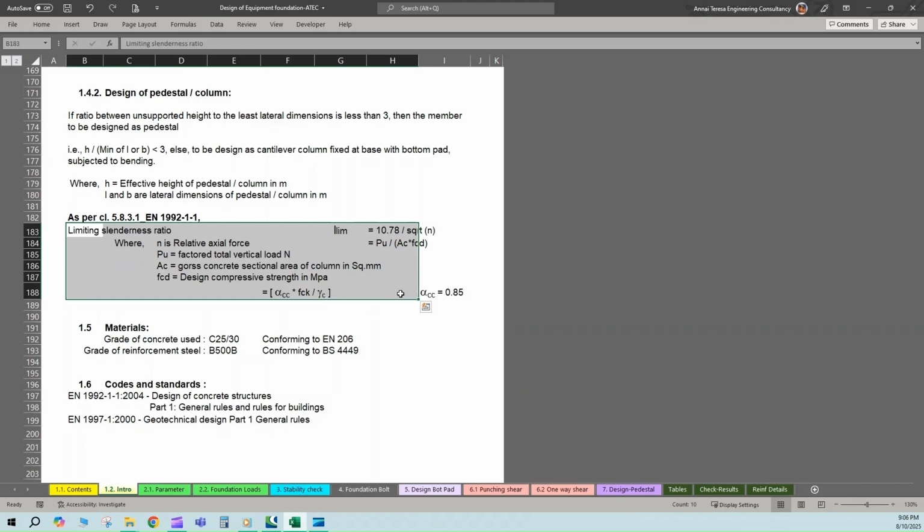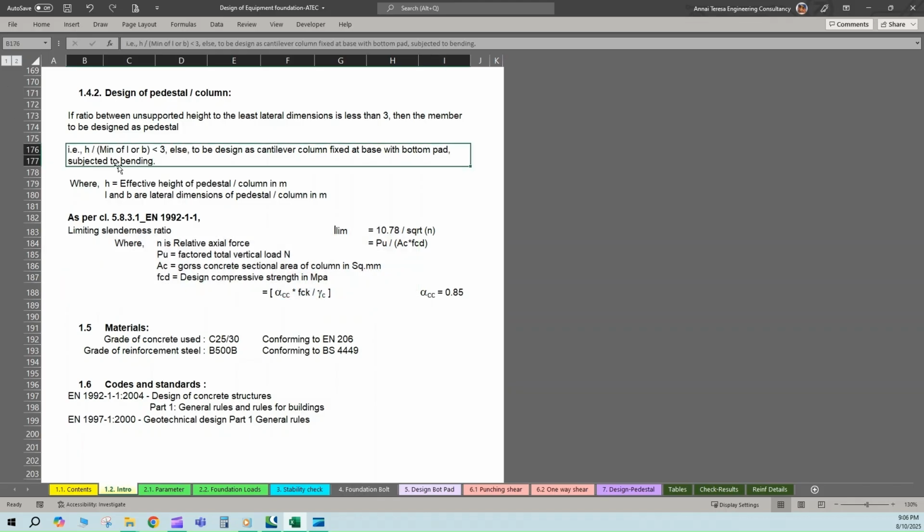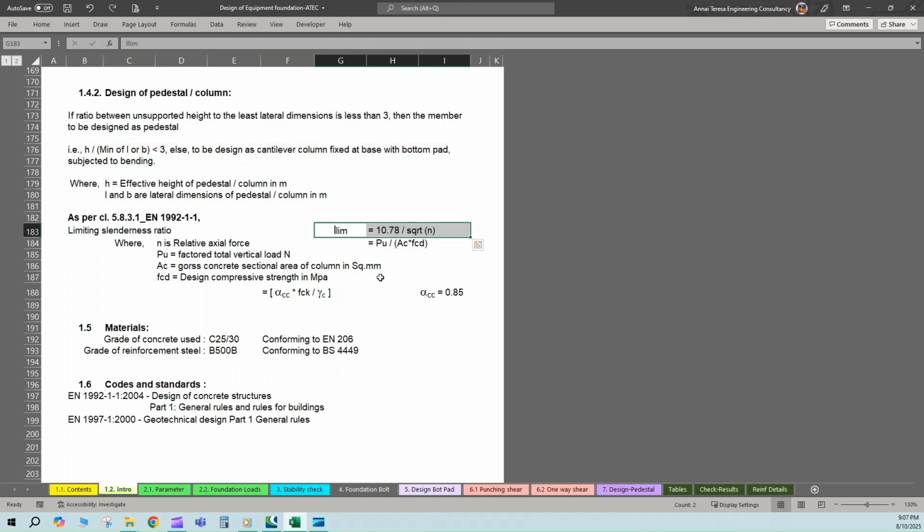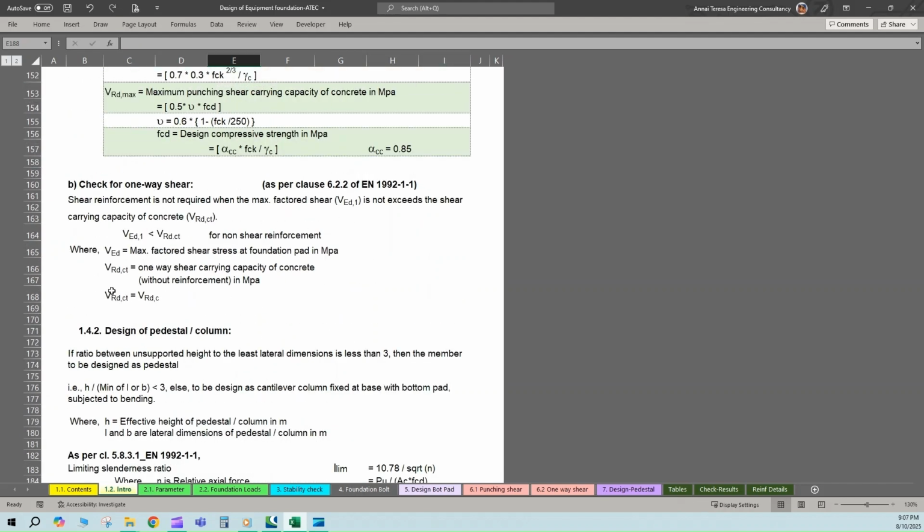Also the actual slenderness we need to calculate from the height divided by the minimum dimension of the pedestal, so that it should be less than 3. If it is less than 3, then it is a cantilever column fixed at the base subjected to bending, so we need to design accordingly. The slenderness should be limited to this slenderness value so that the pedestal size can be adopted. So these are the overview. In the next series onwards, we are going to look into the calculation in more detail.